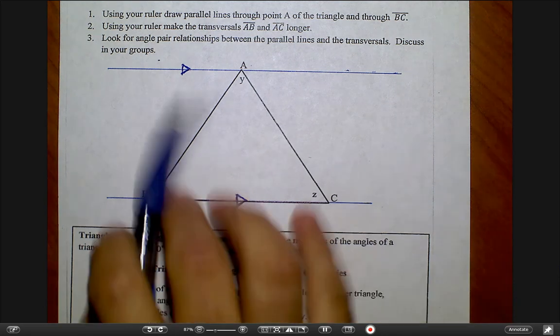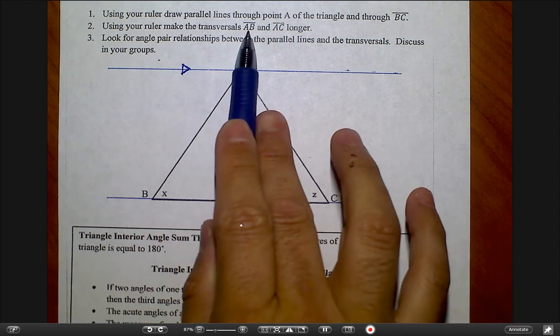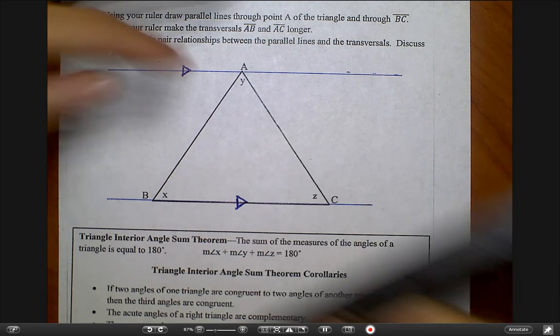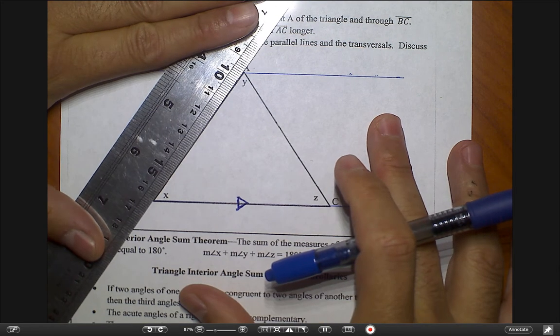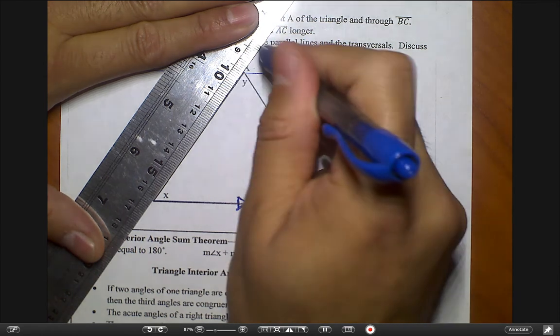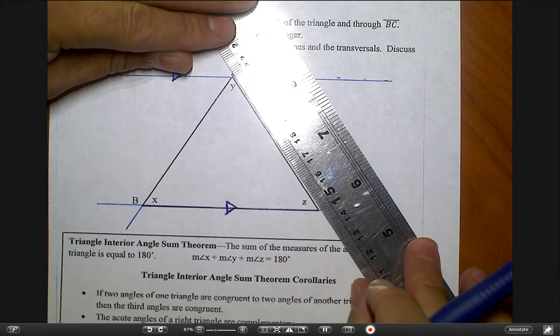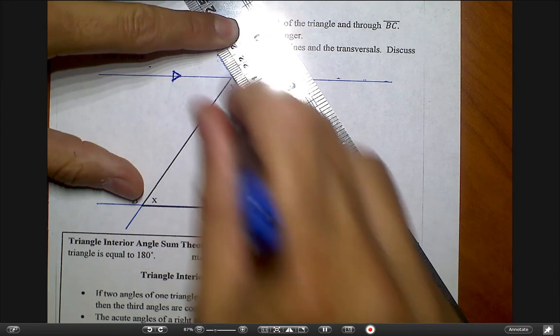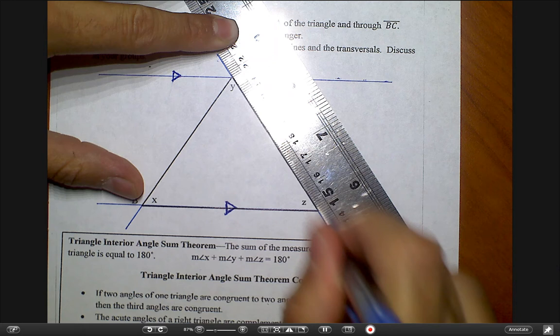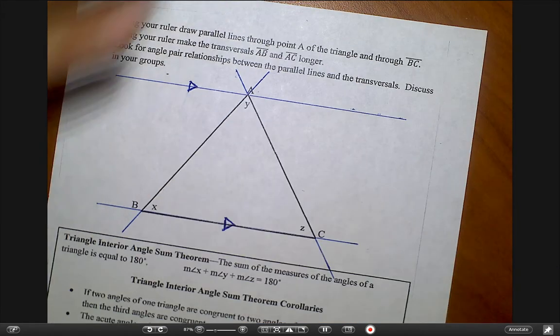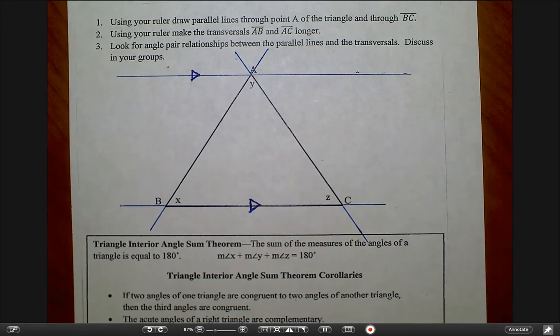All right, my next thing says, using a ruler, make the transversals AB and AC longer. There we go. Okay, look for angle pair relationships between the parallel lines and the transversal.